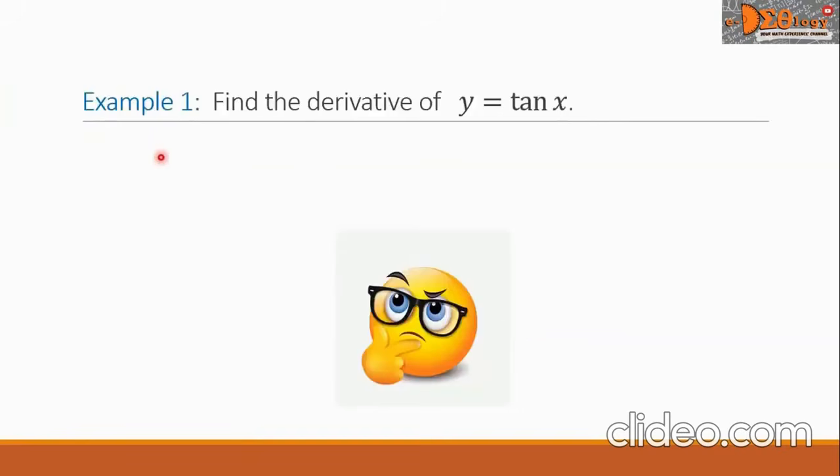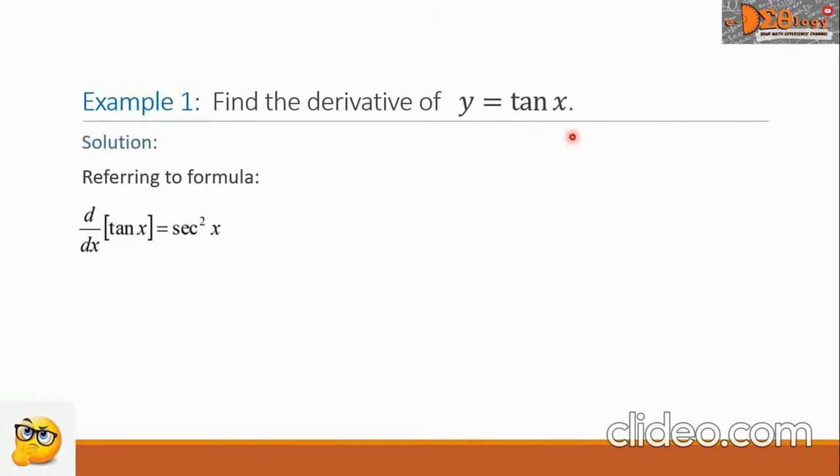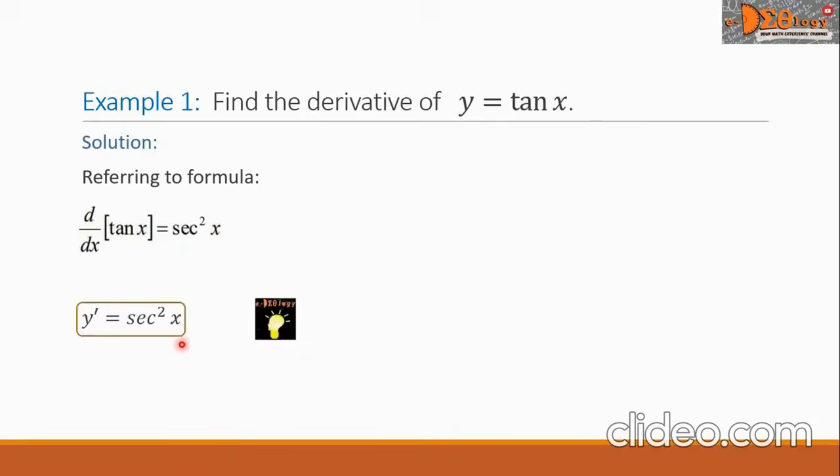Let us see this example. Find the derivative of y equals tangent x. For our solution, we're going to refer to this formula, d over dx of tangent x equals secant square x. Now, the derivative of this function, we are going to write here y prime equals secant square x. This is the final answer.